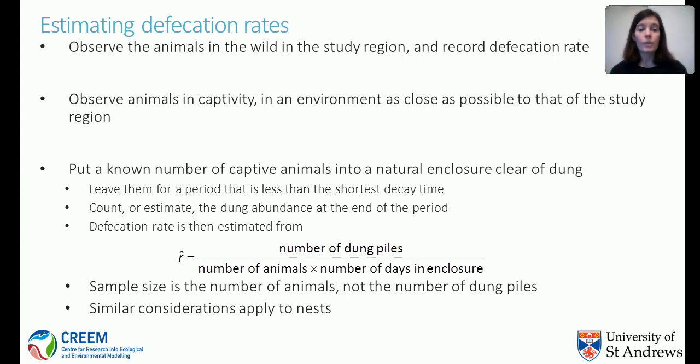One example, though, is you could put a known number of captive animals into a natural enclosure clear of any dung. You could leave them for a period that is less than the shortest decay time. Count or estimate the number of dung piles at the end of that period, and then the defecation rate is estimated from the number of dung piles divided by the number of animals and number of days in the enclosure. So you know that none of the dung piles will have decayed because they've been left for a period that's less than the shortest decay time, and that will give you an estimate of how many dung piles each animal produced per day.